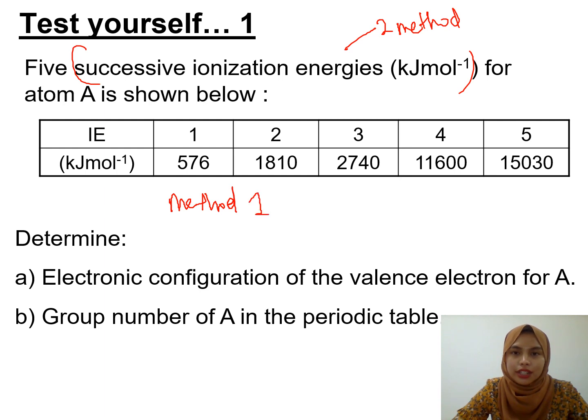Kiranya you cari the ratio between each of the ionization energy. Okay, and then once you dah dapat big jump, you akan tahulah berapakah valence electron untuk elemen A. Lepas tu from there you akan tahulah dia S block ke dia dekat P block. Lepas tu finally you bolehlah jawab this following questions.